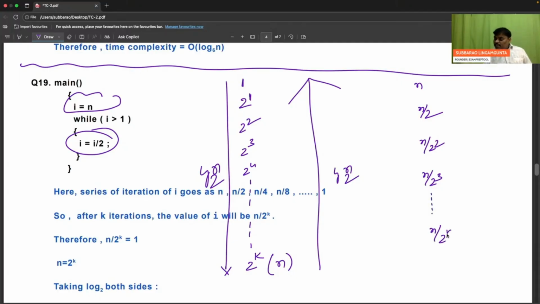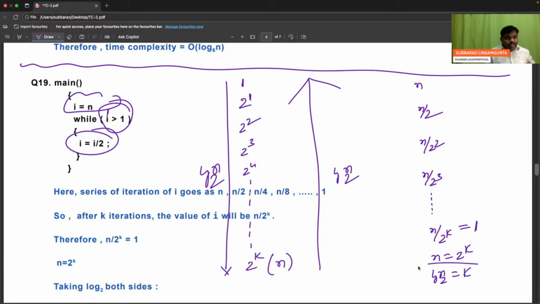And some people are asking, sir, you are decrementing. Lastly, it became 1. Termination condition: 1 greater than 1 fails. So continue until 1. Finally, n is equal to 2 power k, so log n base 2 is equal to k. Same story.